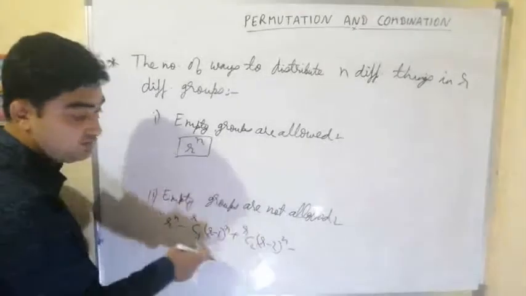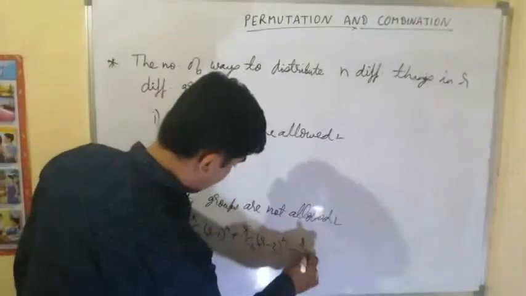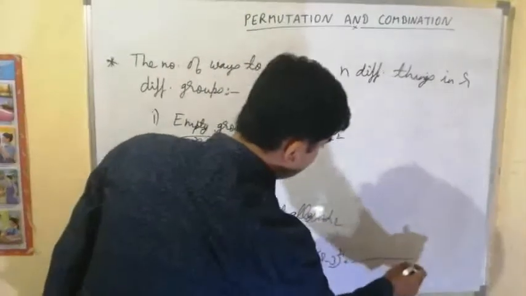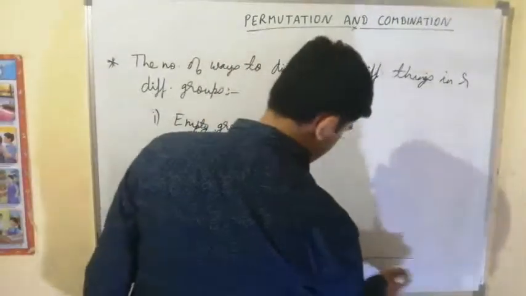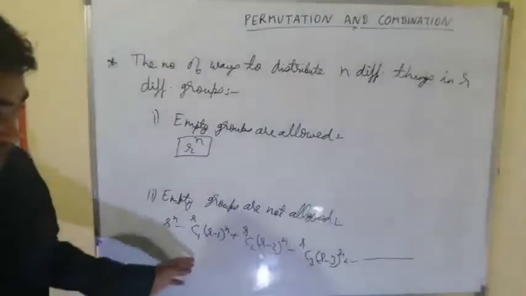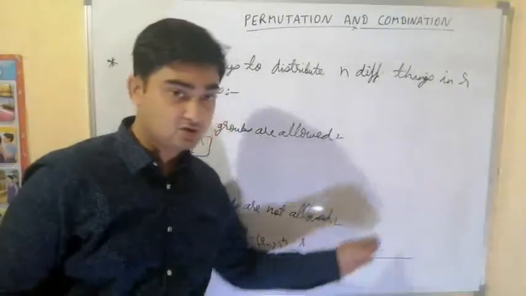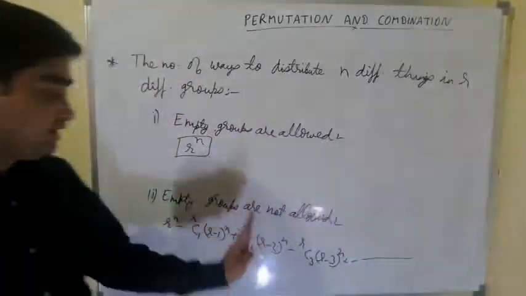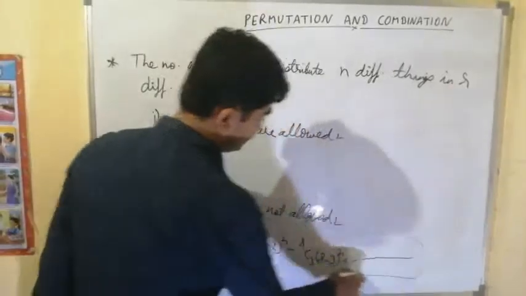So 2 times we have added, 1 time we have subtracted. So 1 time we have to subtract again. So it is RC3 into (r minus 3) power n. This will continue up to the point RC(r minus 1), up to the point where we will get 0. So no need to learn the last digit, because automatically it will stop at 0, because r minus r will become 0. So alternately we have to go with plus and minus, and we'll get the answer.